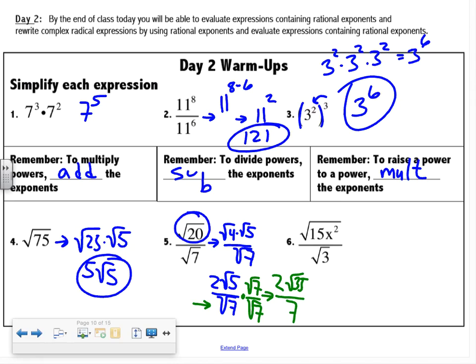On the next one, I'd suggest doing a couple of things. There is a really slick way to get this one, but let's do the long way just in case you're more process-oriented. I can rewrite this as the square root of 15 times x, because the square root of x squared is just x, all over the square root of 3. Now I'm going to rationalize the denominator.